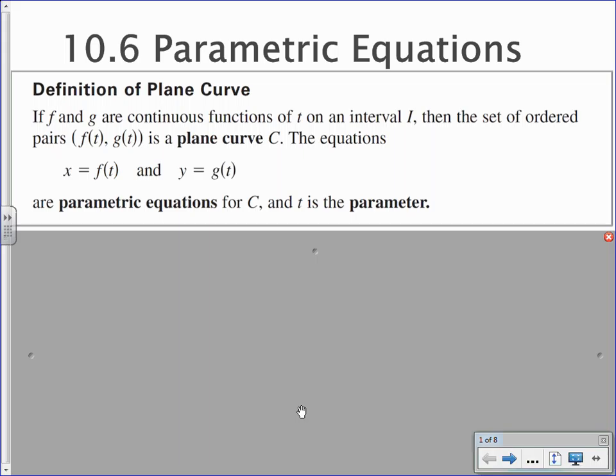So what's going to happen, you are going to be given two equations, x equals and y equals, and they're going to be in terms of a third variable, more than likely t. And that third variable is what we call our parameter, hence the name parametric equation.